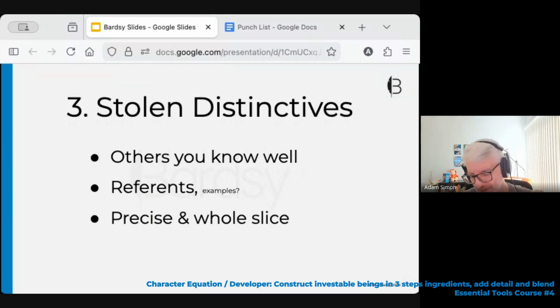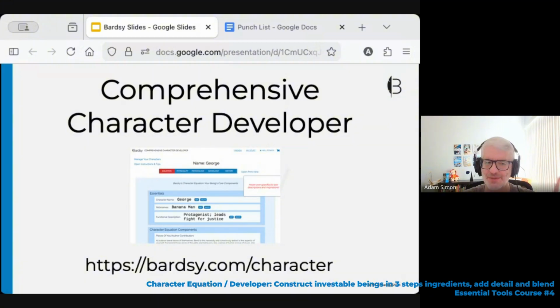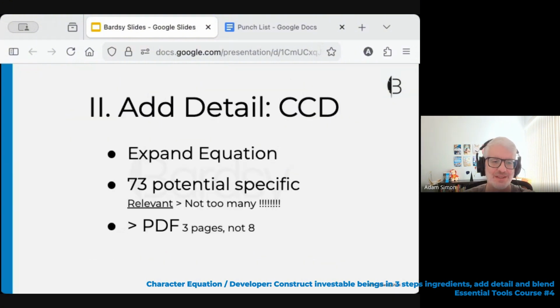So the second step is adding detail. Right now, we've developed this comprehensive character developer. It's going to be part of your lab assignment this week. It's pretty self-explanatory. There's plenty of instructions. So go there and try it out. But I'm going to give you some meta instructions, right? The idea here is to develop your core first and expand on those 3 basic ingredients.